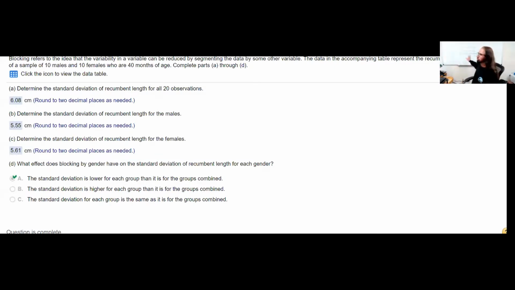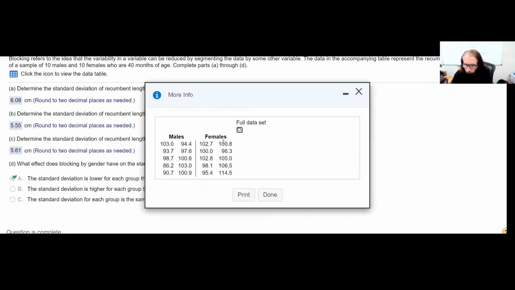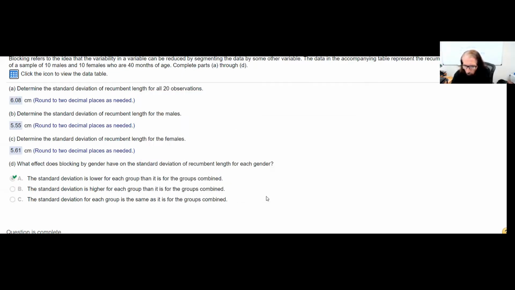What we're going to use is the data from the last example, where we were looking at 40-month-old children broken down into males and females, and we had in centimeters the recumbent length. Again, recumbent is the length when lying down. Recumbent length, lying down.